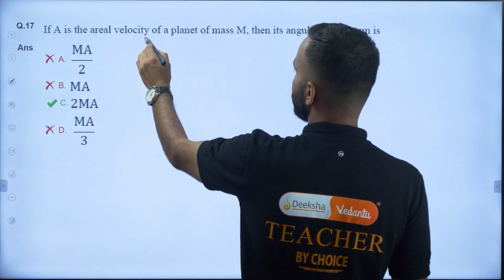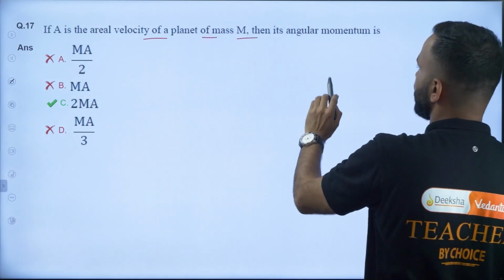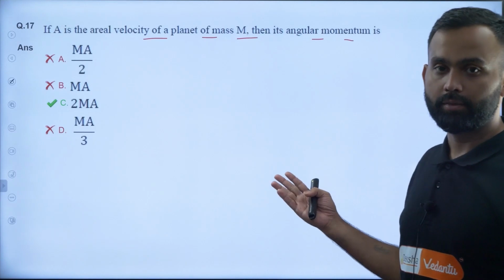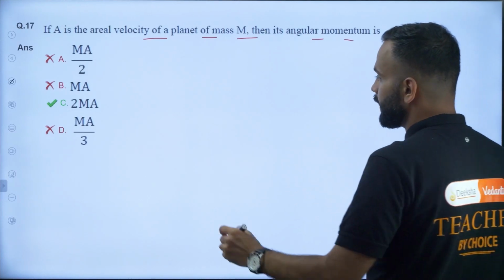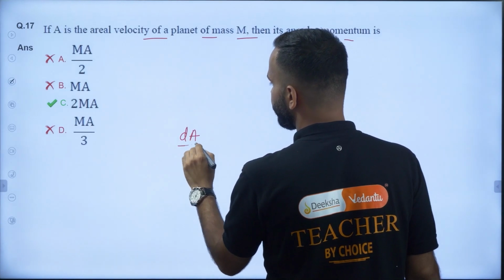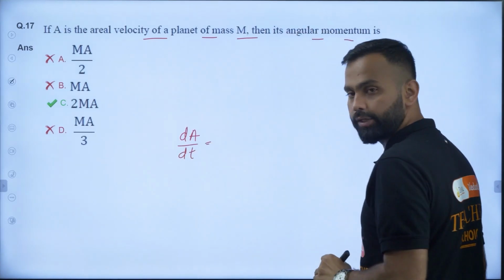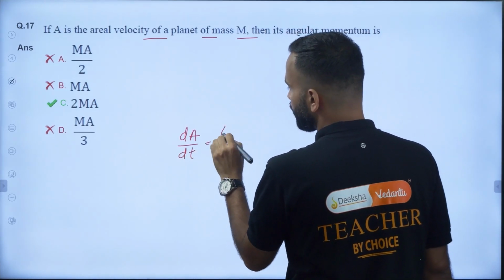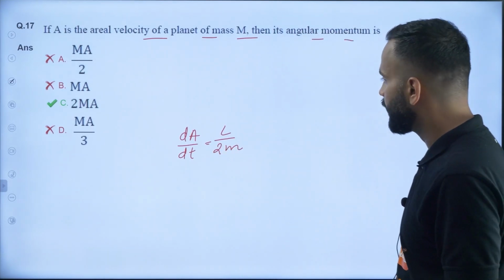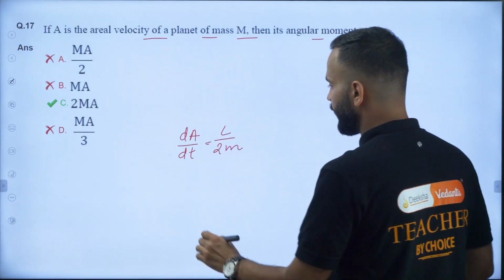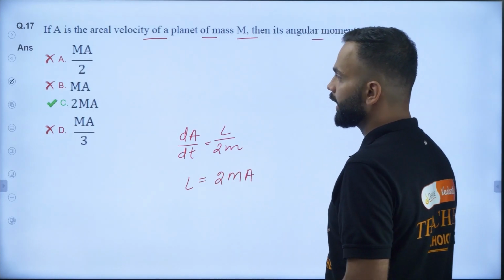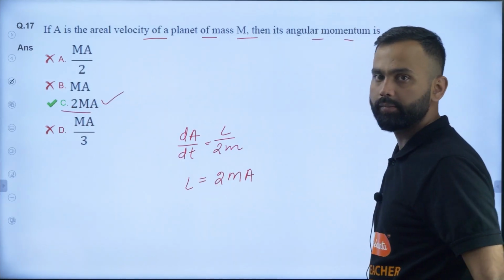If A is the aerial velocity of a planet of mass m, then its angular momentum is. The direct question, right? Even in board they don't ask these kind of question. Okay, yeah. What is the aerial velocity? Aerial velocity is dA by dt, right? So which is equal to angular momentum L divided by 2m. So aerial velocity is A, so angular momentum L equal to 2mA. The correct option is C, right?